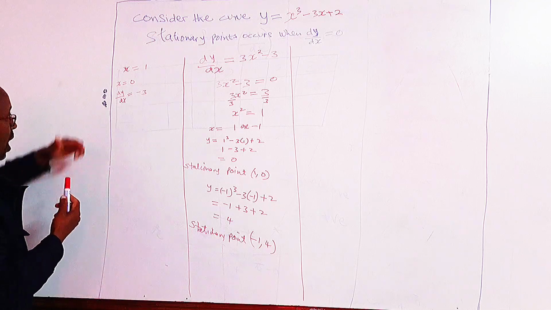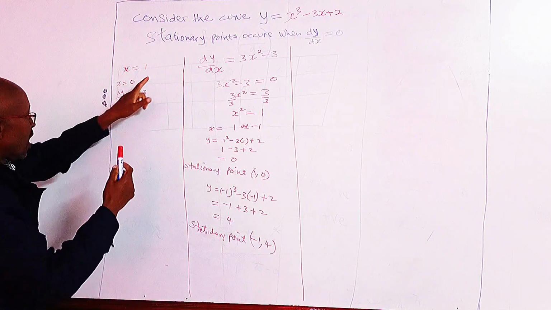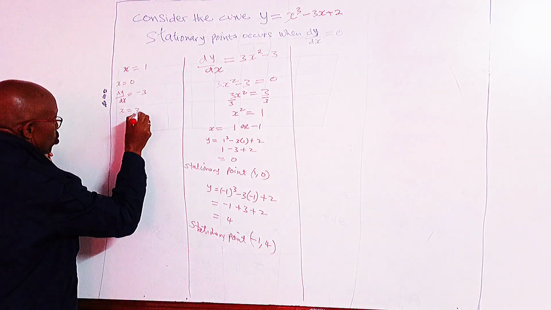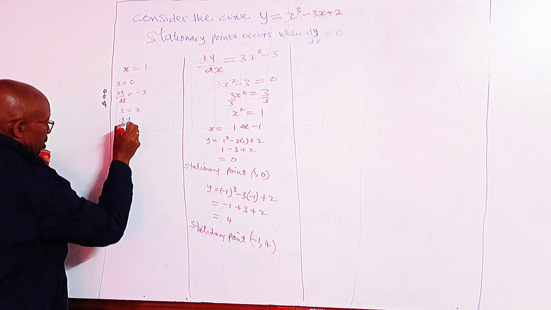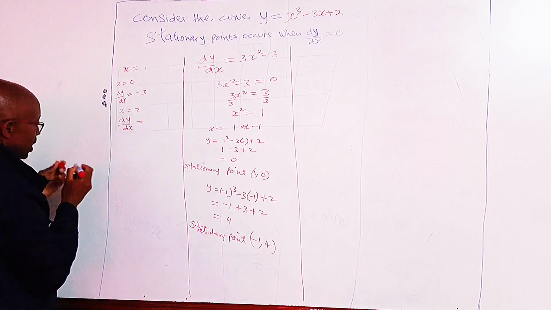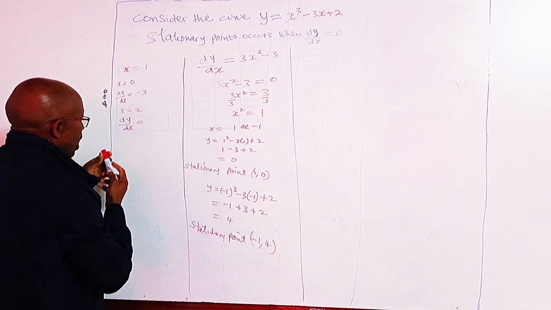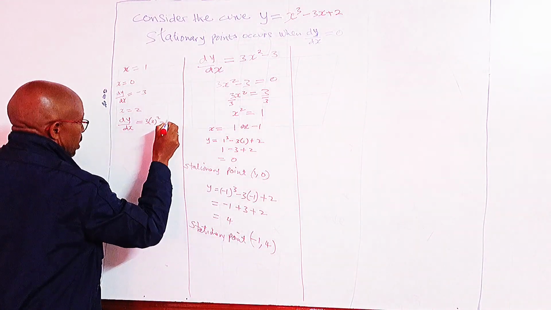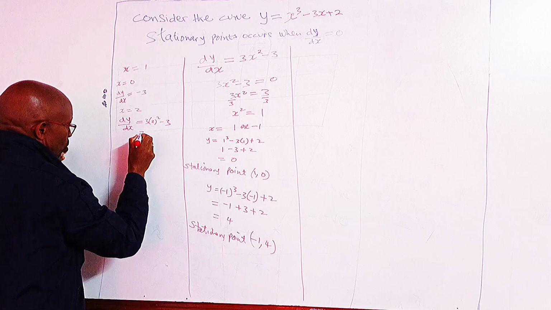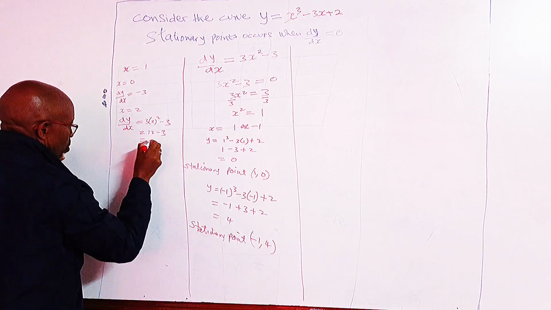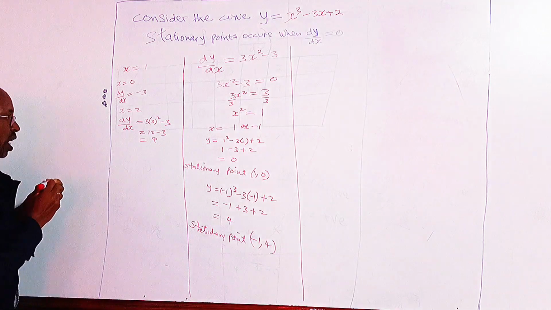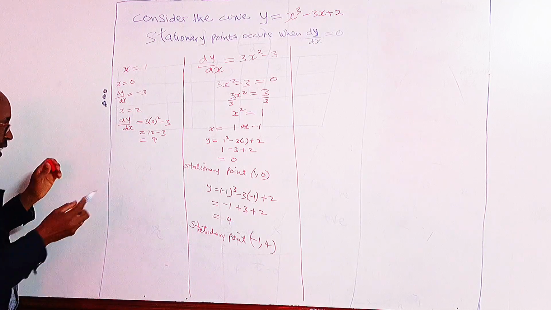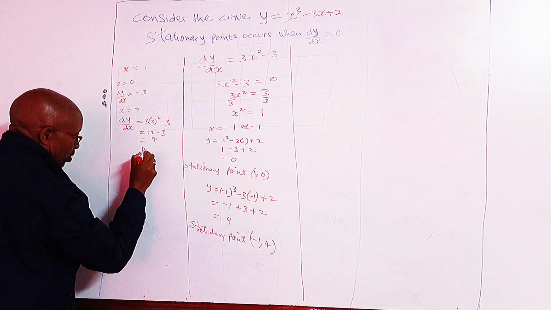Then we consider another value of x after 1. Let's say 2. When x is equal to 2, what will be our dy/dx? We will have 3 times 2 squared minus 3, so this will be 12 minus 3, which is equal to 9. Now when x is 2, our value of dy/dx is 9, which is positive.